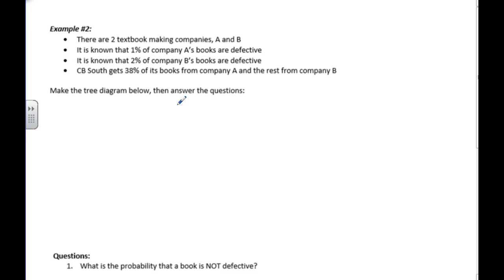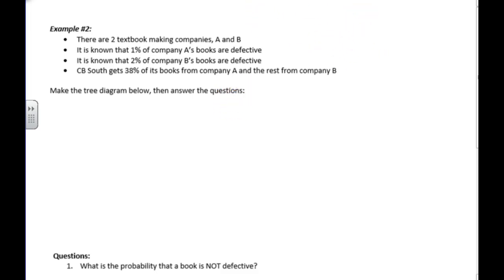One of the things that I want you to do is to first look at the notation, look at what is being given. And so we basically have two events. Our first event is to determine which textbook company we received the book from. Secondly is to decide whether it is defective or not. So even though they give us 38% down here, and that's the last sentence, that actually is the event that I would choose to use first.